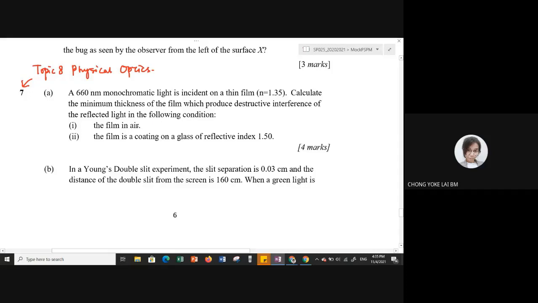The thin film, we put it in air. Kita letakkan thin film tu dalam udara. Second one, the film is coating on a glass of refractive index 1.5. Okay, so kita ada soalan thin film.